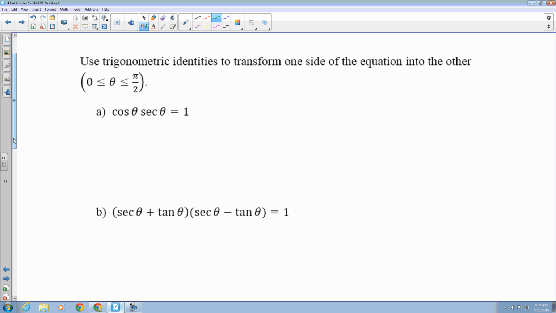Okay, use trig identities to transform one side to the other, so that means that I cannot touch both sides. I'm only working on one side at a time. So I'm going to start at the harder side, the cosine secant side, and I'm going to use the fact that secant is the reciprocal of cosine. So secant is 1 over cosine. And those cancel, so I sure did get to 1.